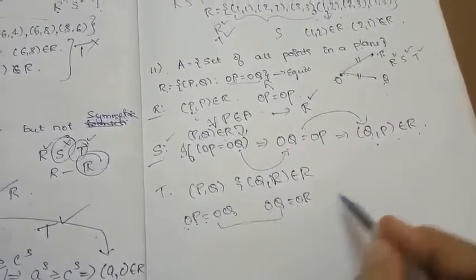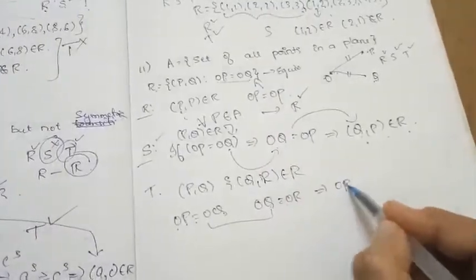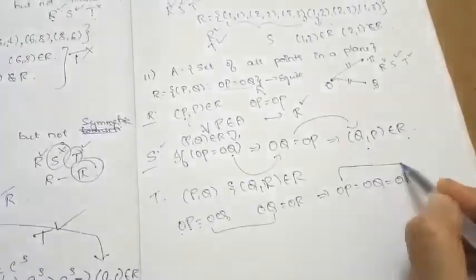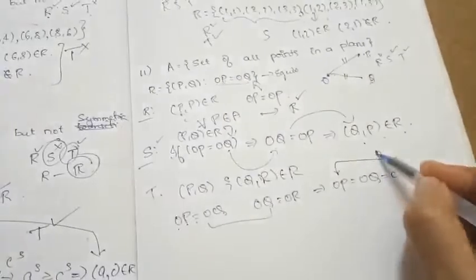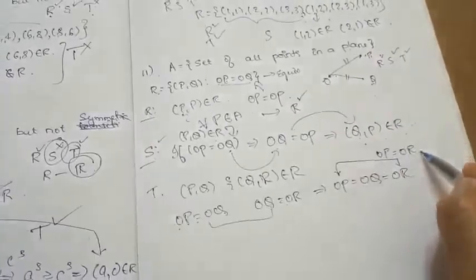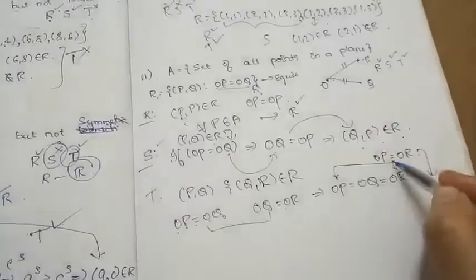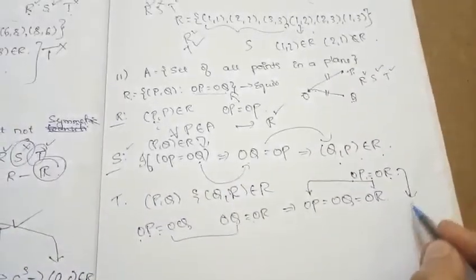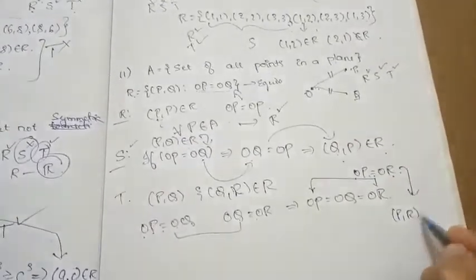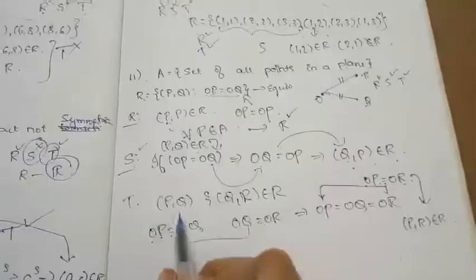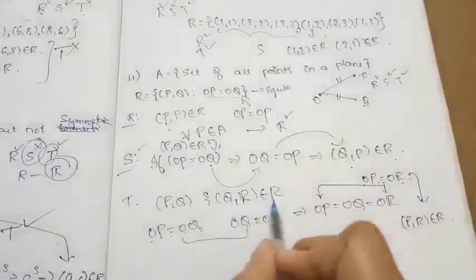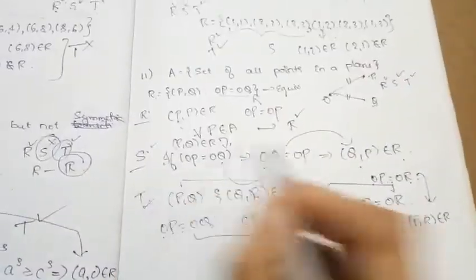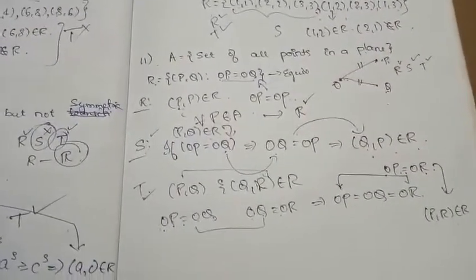So if I club these things, I can write OP is equal to OQ and OQ is equal to OR. So upon this I can state OP is equal to OR. If OP is equal to OR, it means the distance of the point P from the origin is equal to the distance of the point R from the origin. That implies (P, R) also belongs to the relation. So you can see here when (P, Q) and (Q, R) belong to the relation, (P, R) also belongs to the relation. So the given relation is a transitive relation.